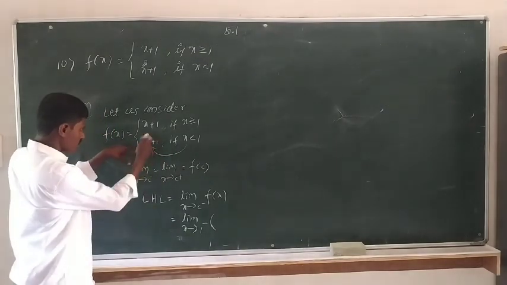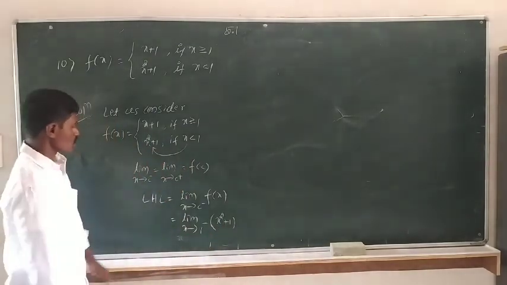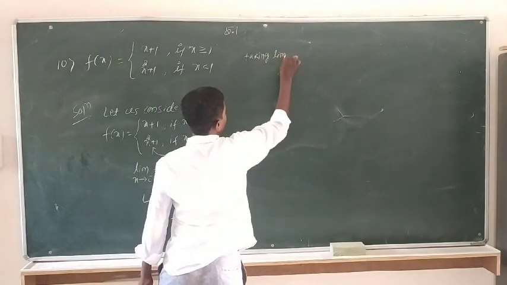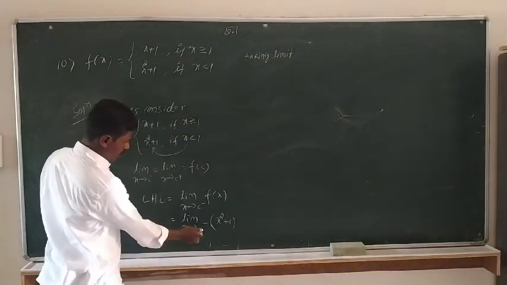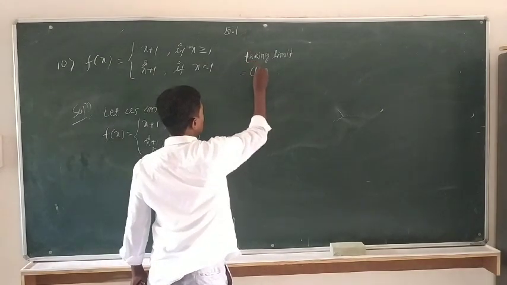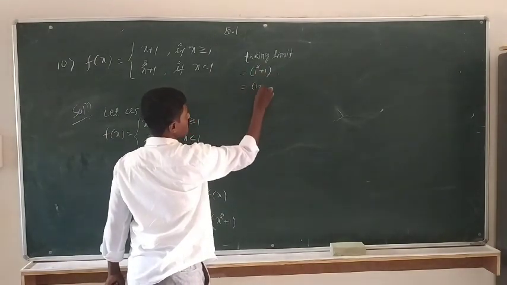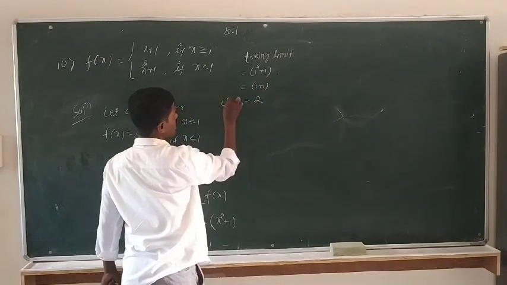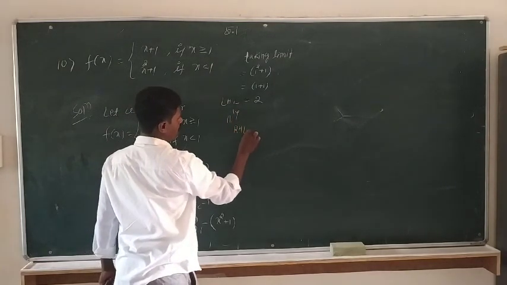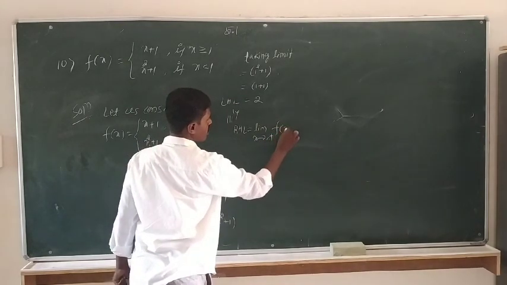So here the function is x square plus 1. This is the LHL. So taking the limit, put 1 in place of x, that is 1 square plus 1, which equals 1 plus 1 equals 2. LHL is 2. And similarly, RHL is equal to the limit as x tends to c plus of f of x.